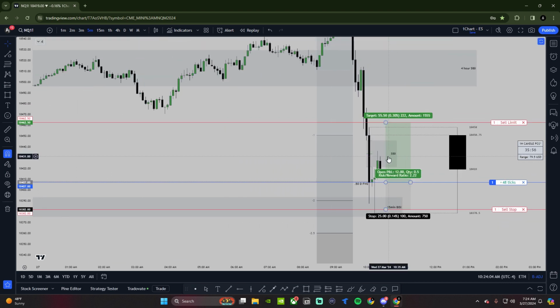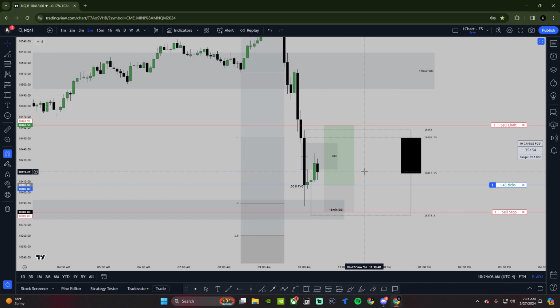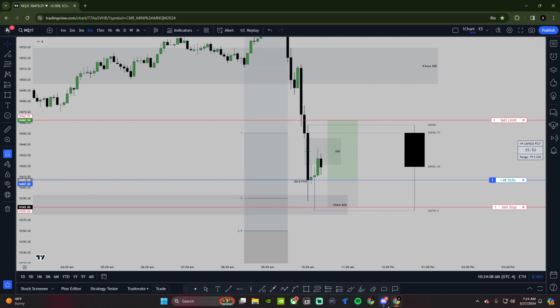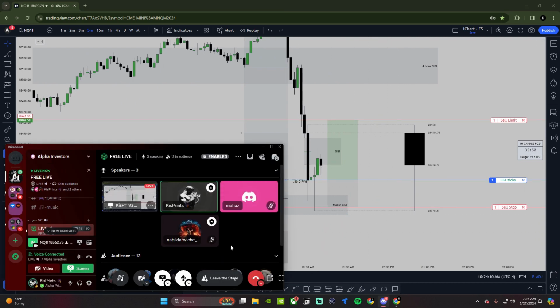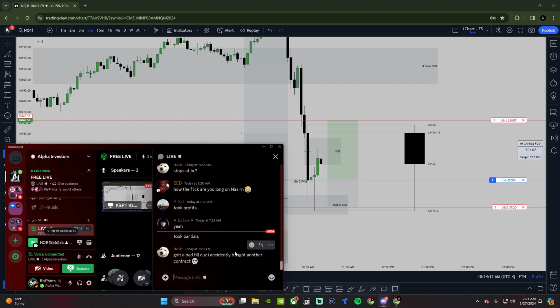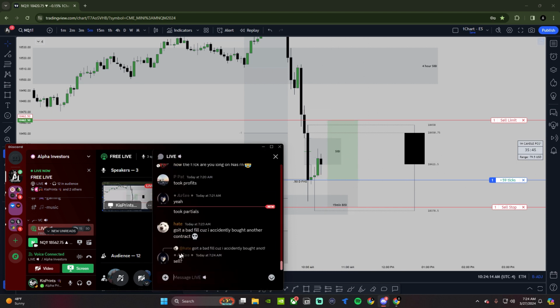But it's not always sunshine and rainbows over here. That's why you guys have to always manage your position. Whenever you're in profit and you see that price is starting to consolidate, take partials or exit.